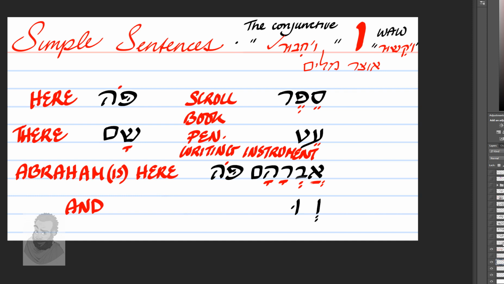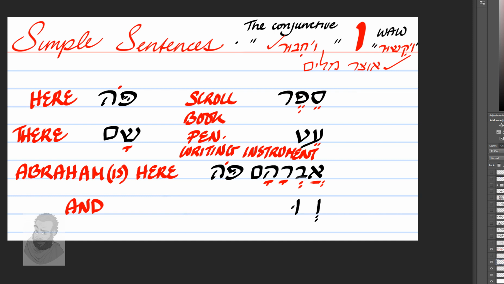So let's start with our first vocabulary words. Otzar milim, remember, that is right here. Otzar milim means vocabulary in Hebrew. Otzar is treasure, milim is words. So this is a treasure of words. Sefer is scroll or book. Now we would know this today as book rather than scroll, because we didn't really write in books, it was parchment. Et is pen, or any type of writing utensil that uses ink, not a pencil.